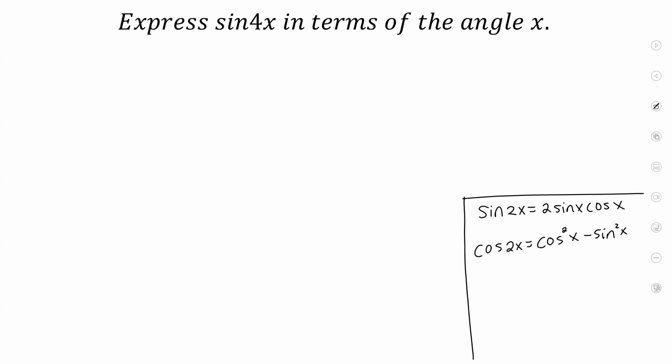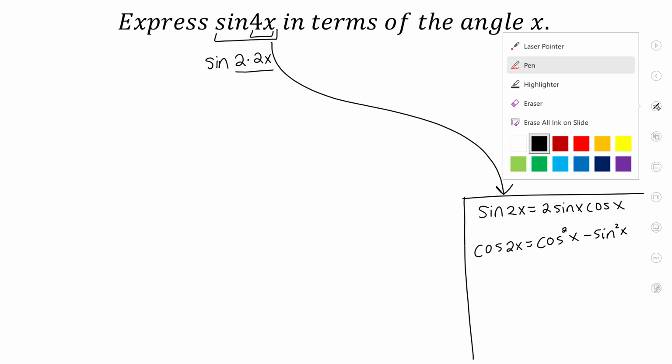Exactly. Those are my two identities. I'm going to use that. Okay, so I can use my identity here. I'm going to try to make it look like this. So I'm going to write this as sine times 2. What else do I need? 2x. 2 times 2x is still 4x. So that's how I'm going to write it.